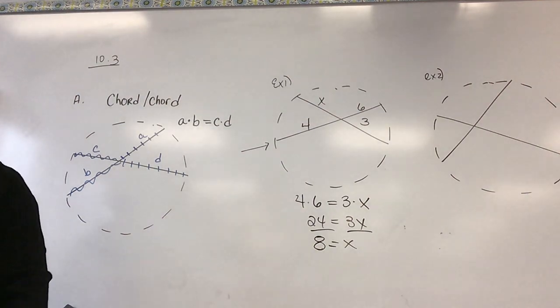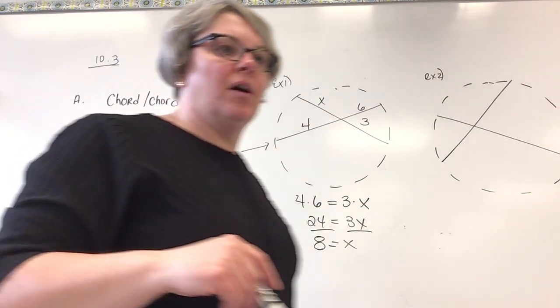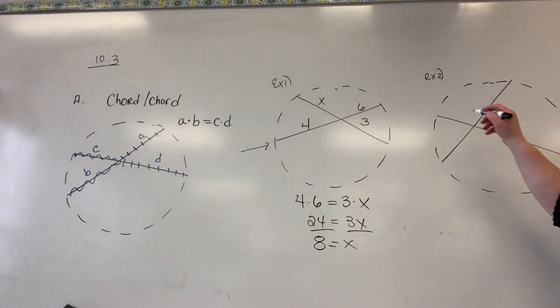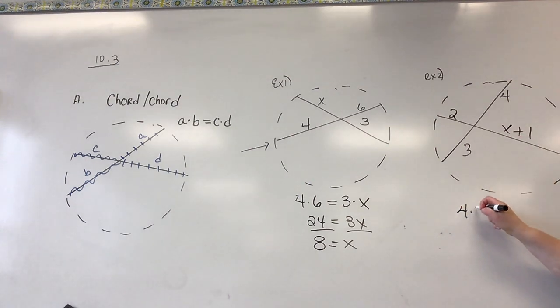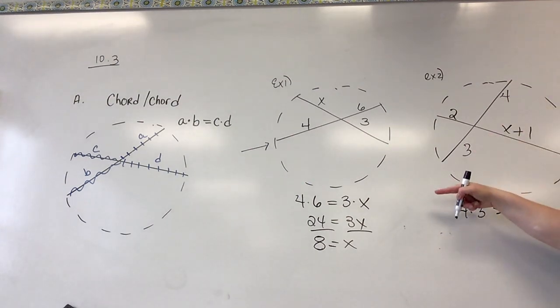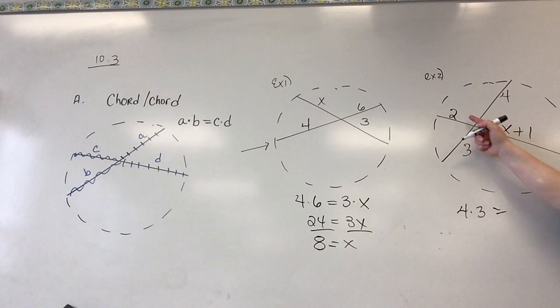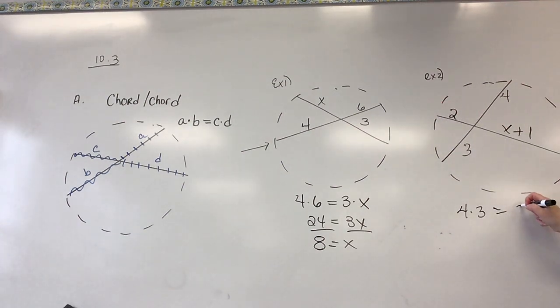Can't be easier. Do you agree on that one? Okay, let's get a little bit harder. This one, we've got a 2 and an x plus 1, and we've got a 4 and a 3. So parts of one chord, it does not matter. So I'm going to take the 4 times the 3 for this chord. Now I'm going to do the 2 parts for this chord, so I'm going to take 2.